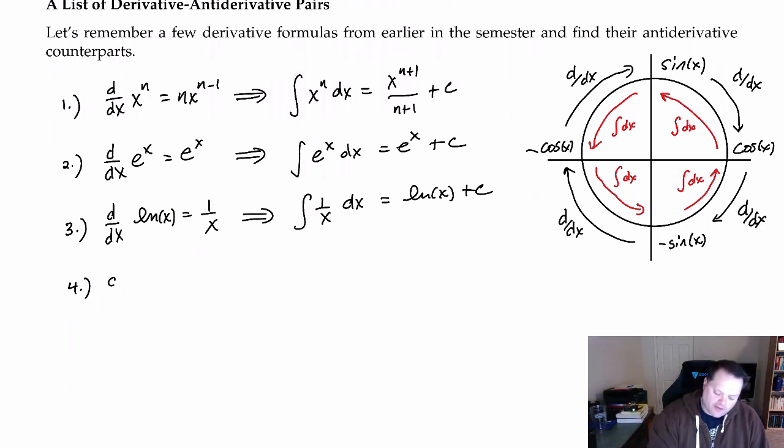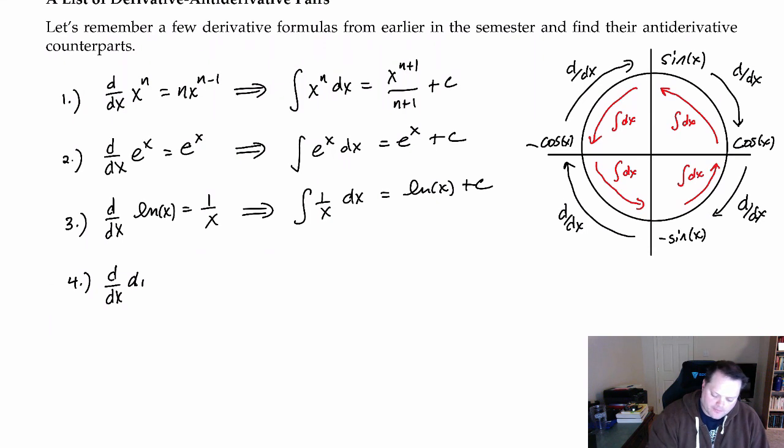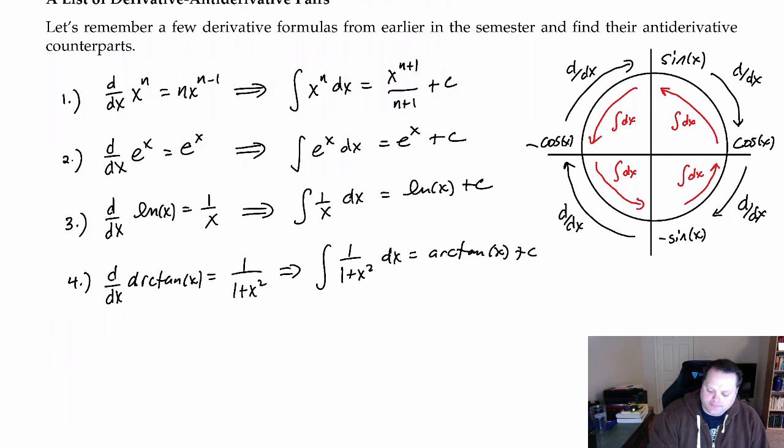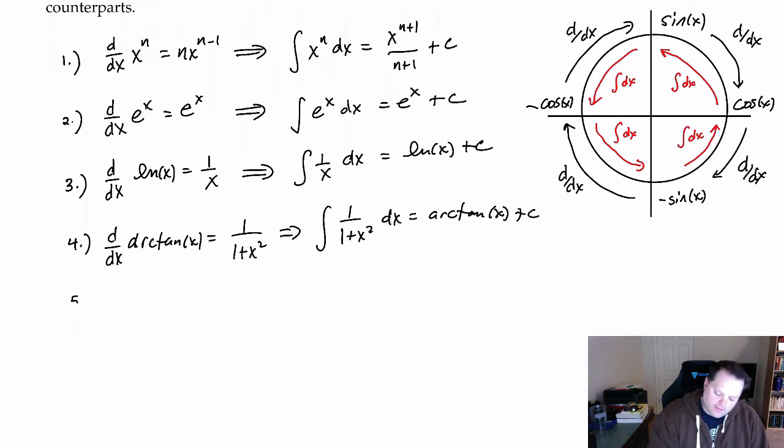All right. Another function that we looked at briefly is something like the derivative of the arctangent function was 1 over 1 plus x squared. So that would imply that the antiderivative of 1 over 1 plus x squared is arctangent. Let's see here. Another function we looked at.